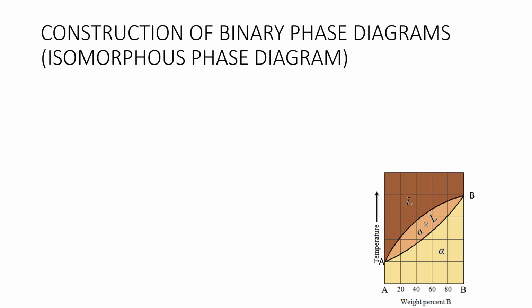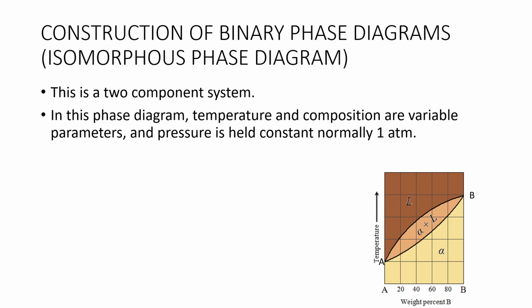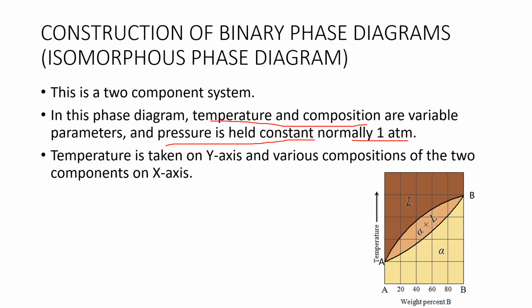Construction of binary phase diagrams. We can also call it isomorphous phase diagrams. This is a two-component system. Binary phase means a two-component system diagram. In this phase diagram, the temperature and composition are variable parameters, and pressure is held constant, which is normally at 1 atmospheric pressure.